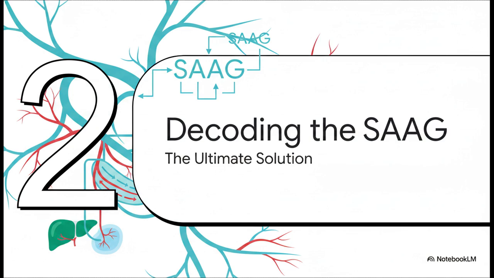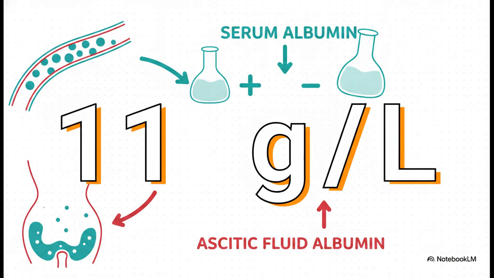Moving on to part two, decoding the SAAG, the ultimate solution. Okay, so now that we've got the theoretical problem down, how do we actually solve this in a living, breathing patient? Well, we use what I think is one of the most elegant tools in all of medicine. It's called the SAAG, which stands for the Serum Ascites Albumin Gradient. To figure this out, you simply take a blood sample and a sample of the ascitic fluid on the exact same day. Then you subtract the ascitic fluid albumin from the serum albumin.